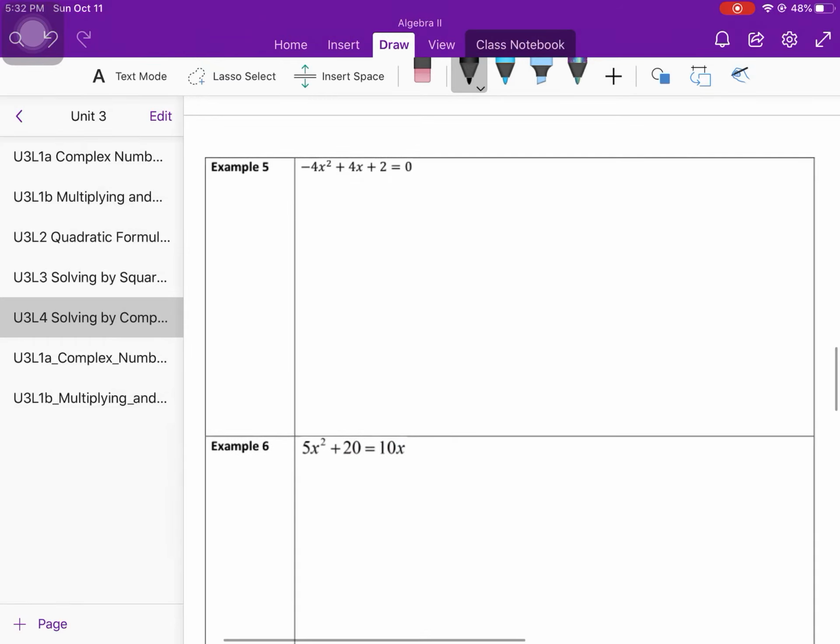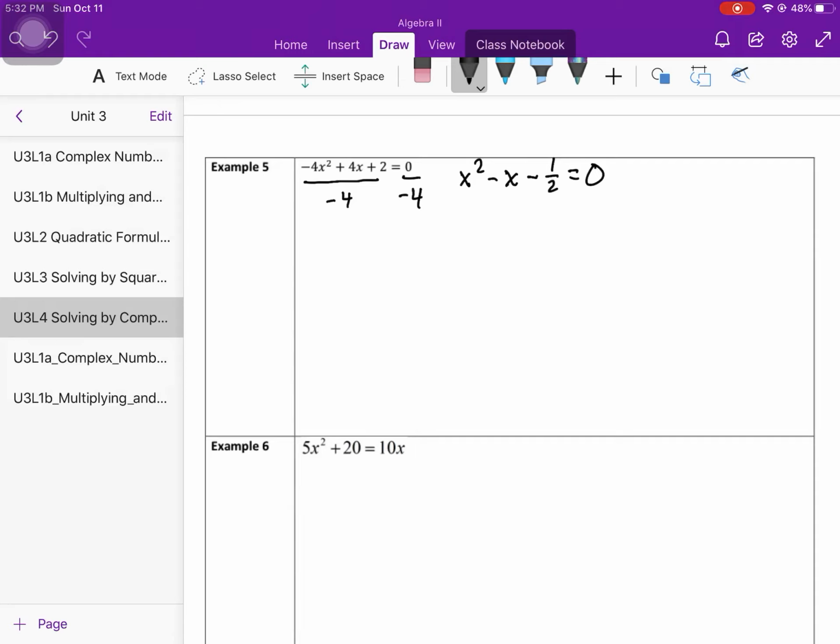All right, we got 2 more examples here. Number 5, -4x squared plus 4x plus 2 equals 0. Now, -4 is the a value, so we need to divide everything on the left and right side by -4, because we need to get our a value equal to 1. So this becomes x squared minus x, and then 2 divided by -4 is minus 1/2, equal to 0.